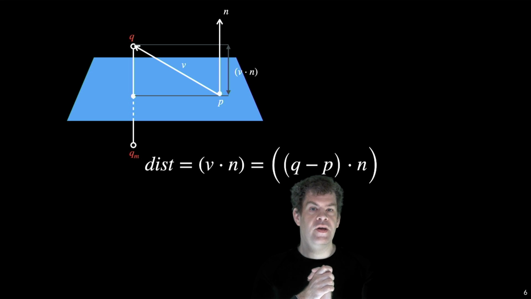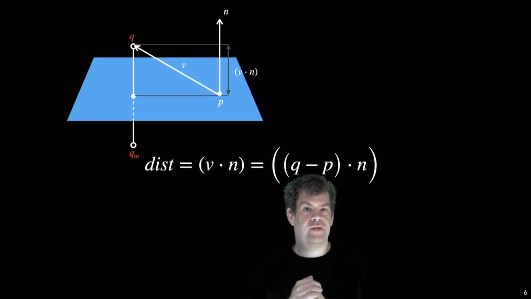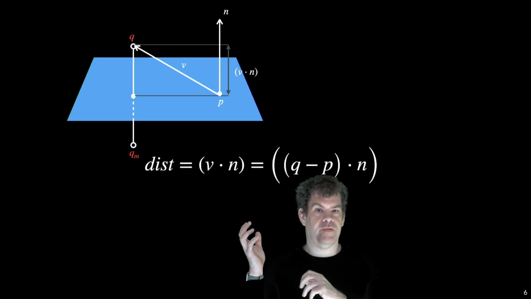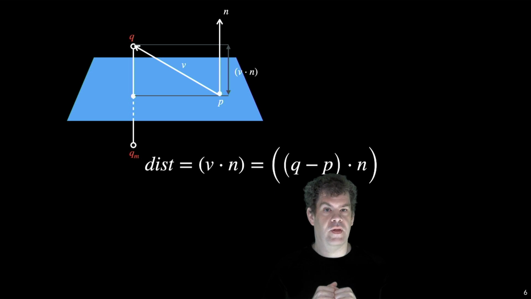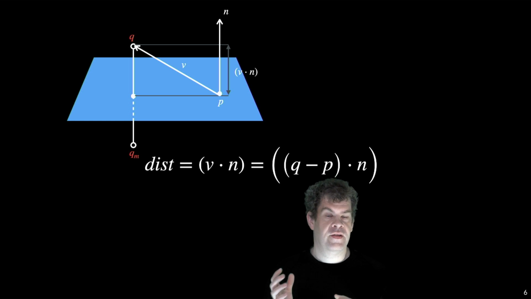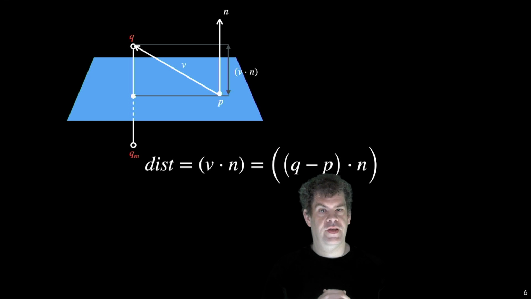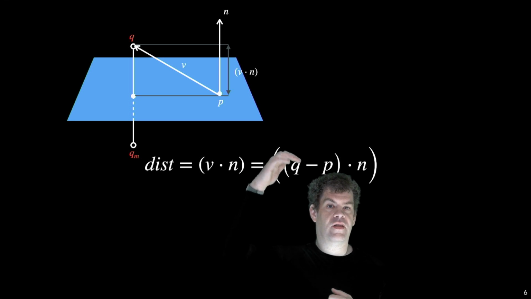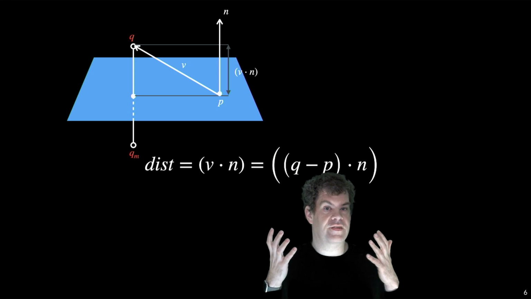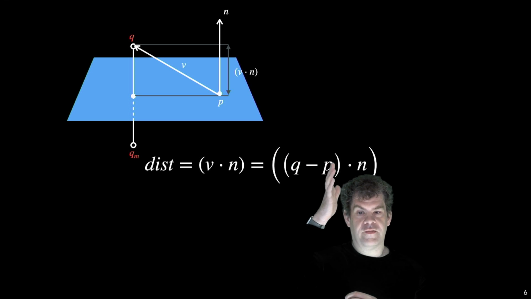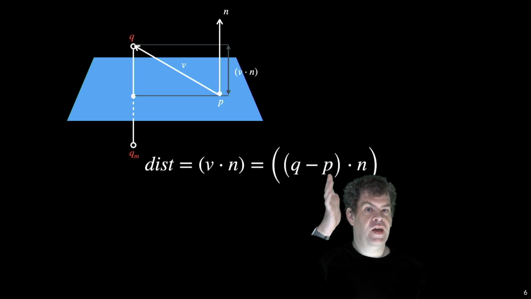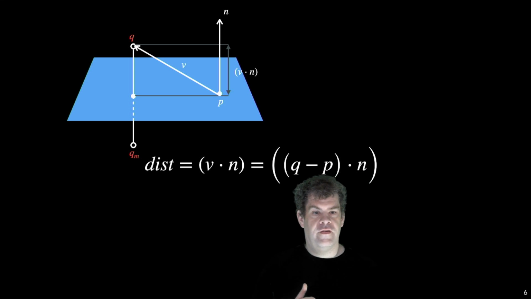How do I figure out the part that is parallel to the normal? Well, that is simply the dot product. If I compute the dot product between this vector V and the normal N, I get the part, specifically the length. So that's a scalar, right? The dot product is always a scalar. That's the length along N, or in other words, that's the distance of the point to the plane. And here I spell this out: that is Q minus P, V dot N will give me the distance.